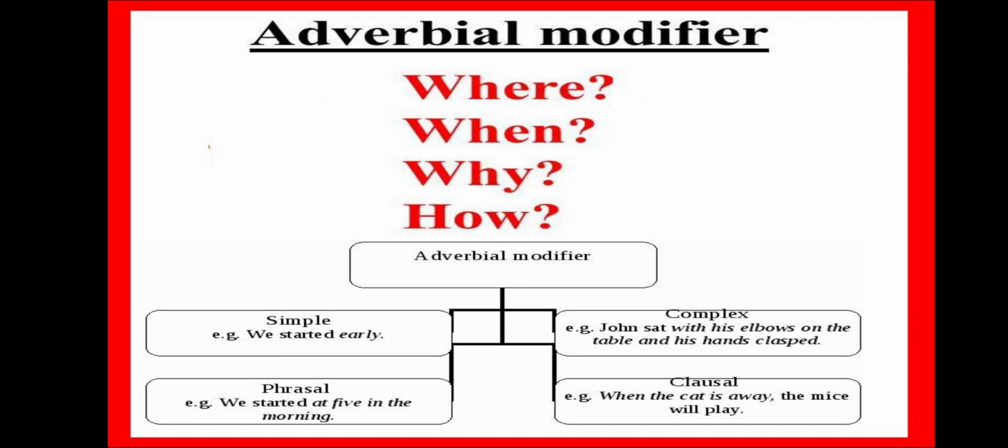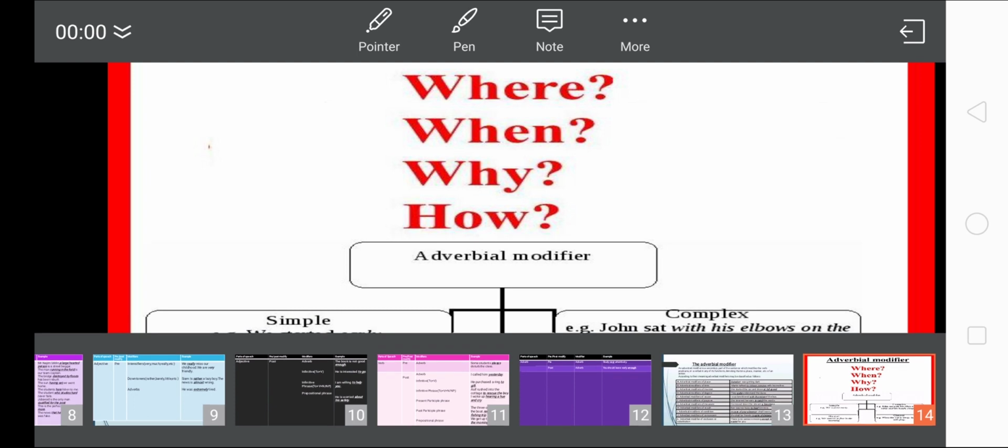Clausal: when the cat is away, the mice will play. We got the italic written letters as the identifier of the adverbial modifier in the written sentences. When the cat is away is the clausal adverbial modifier example in the last sentence.